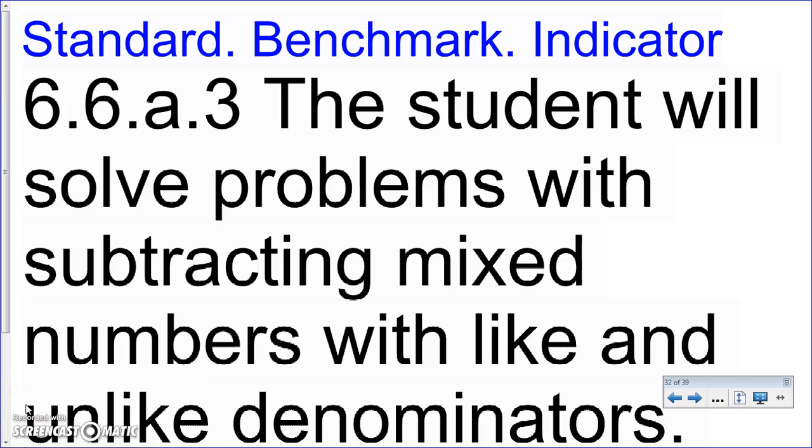Today we'll be learning how to subtract mixed numbers. Please copy down the standard benchmark indicator on a clean page in your math notebook. The student will solve problems with subtracting mixed numbers with like and unlike denominators.